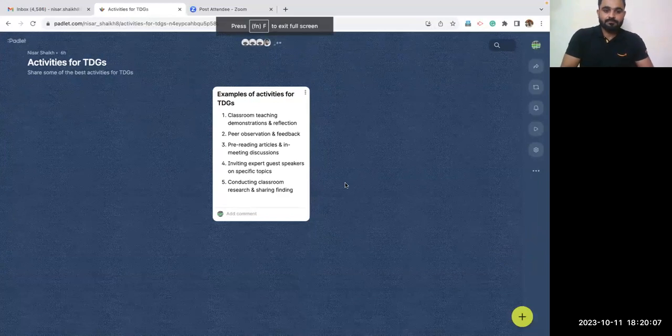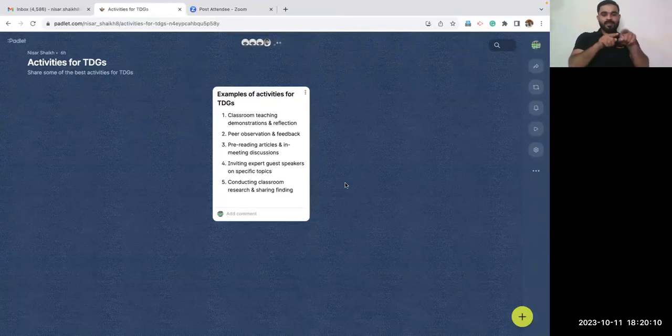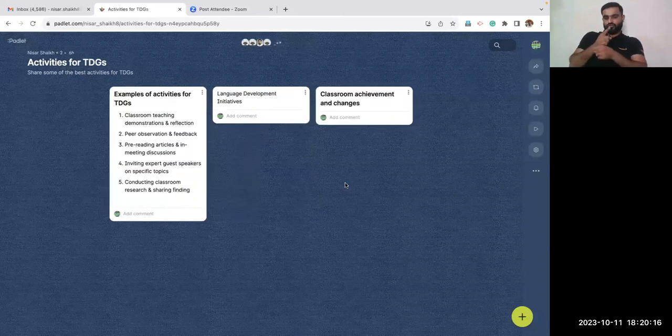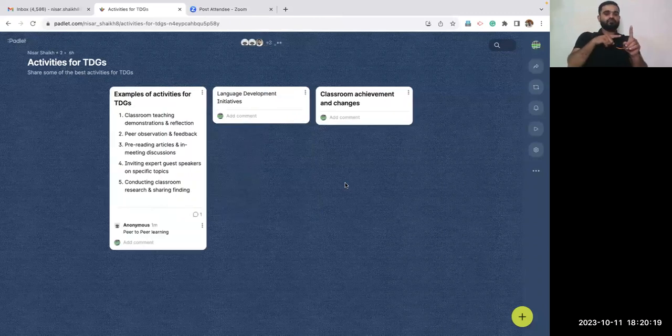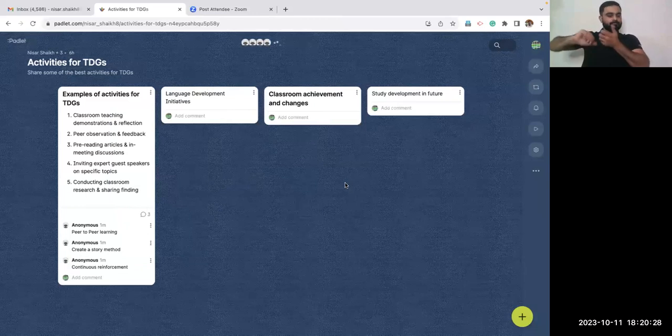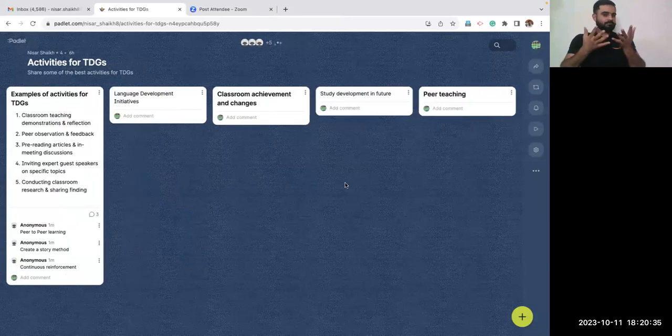On the screen, you can see some of the examples of activities I have suggested. Classroom teaching and demonstrating and reflection, so you can demonstrate your classroom activities. Second is peer observations and feedback. In our group, we can read some articles and discuss some meeting points. We can invite some experts as well. And finally, we can conduct a small scale research on any challenges we are facing.